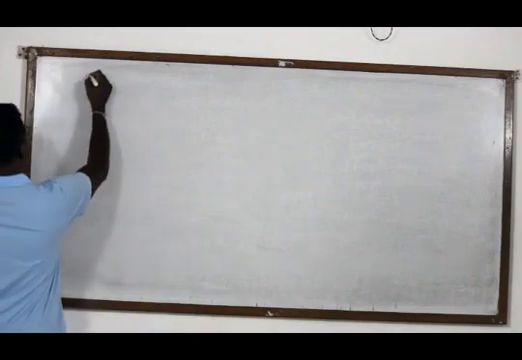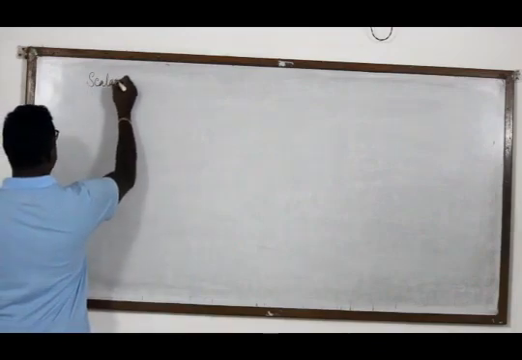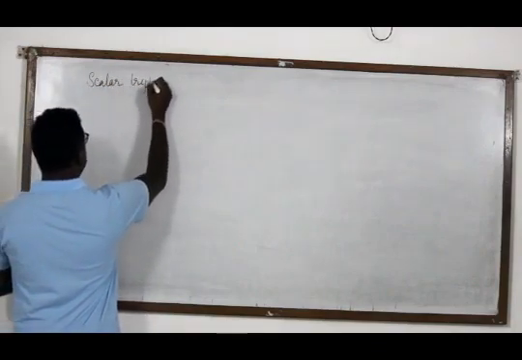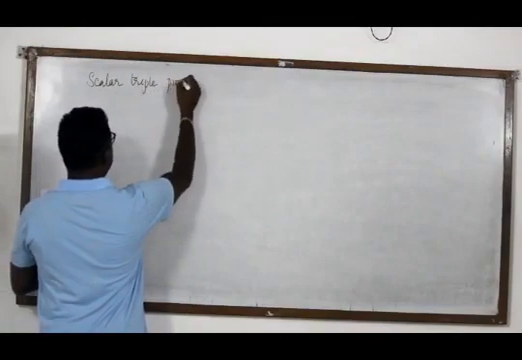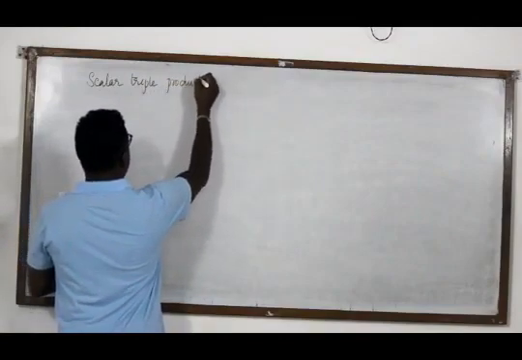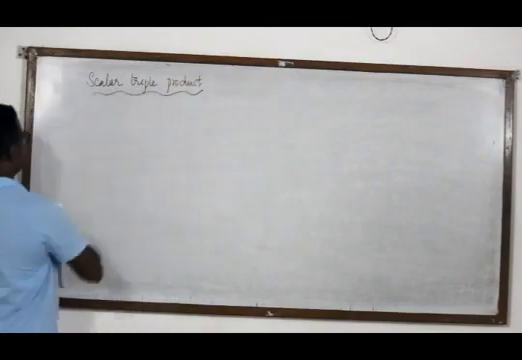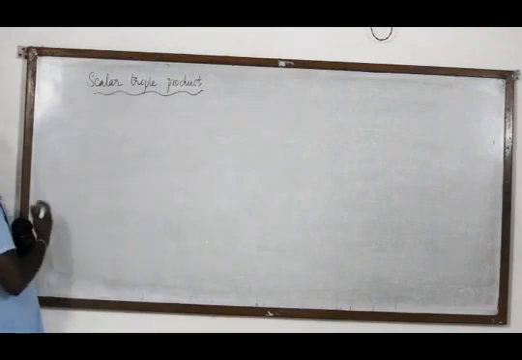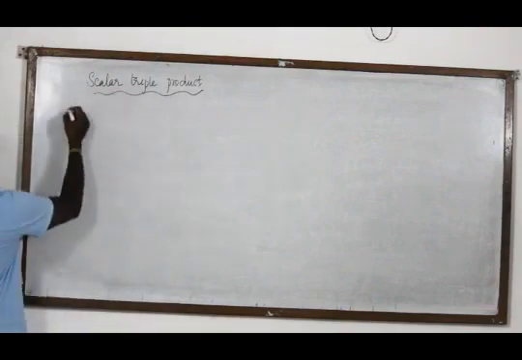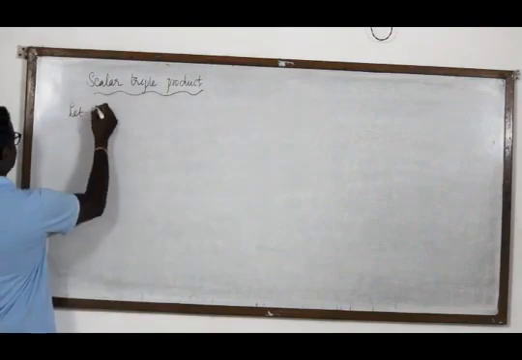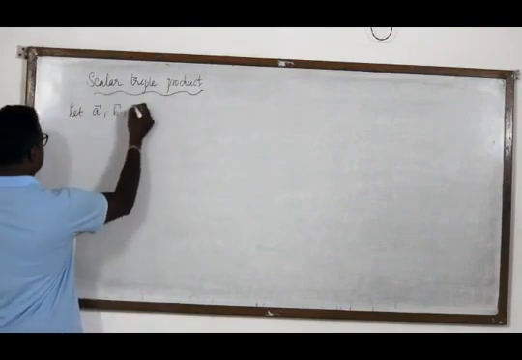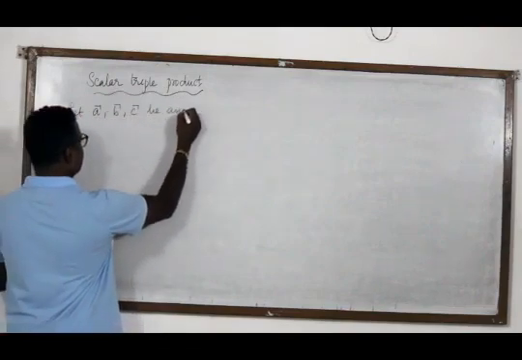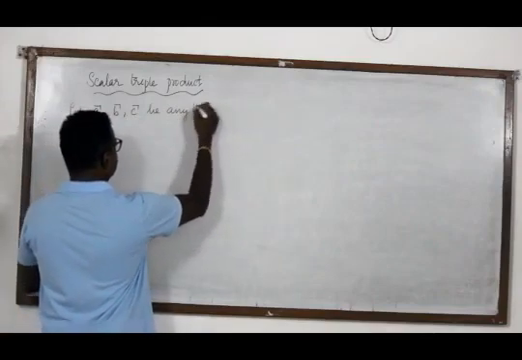So in this one, I am going to start scalar triple product. That is, we are going to take three vectors, and if the result is a scalar, then we say that is a scalar triple product. Let A vector, B vector, C vector be any three vectors.